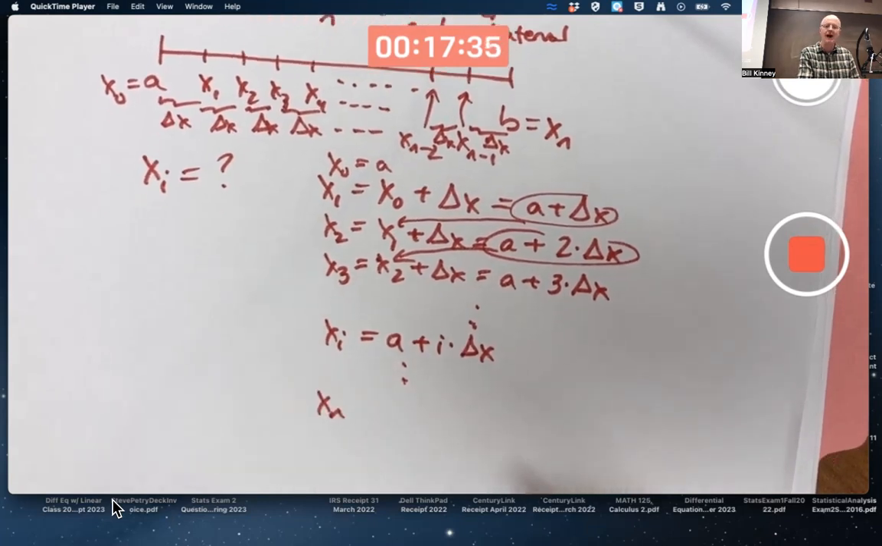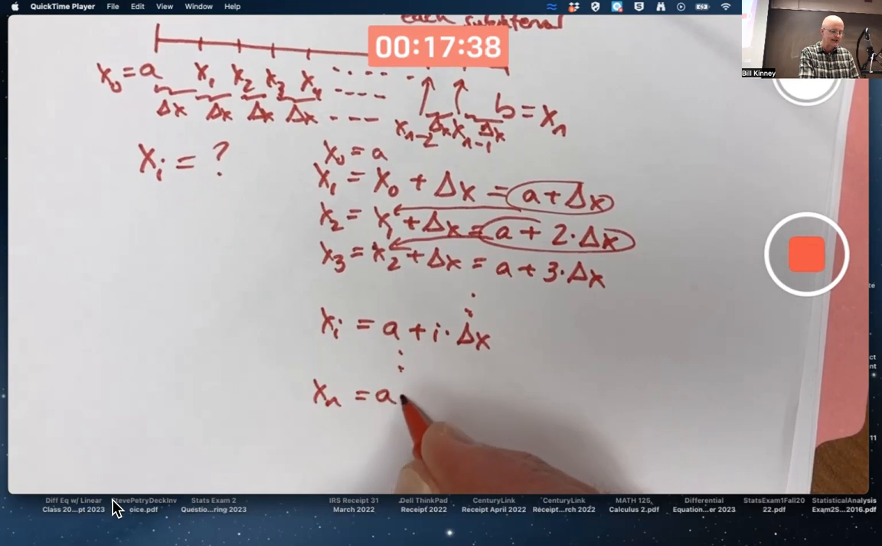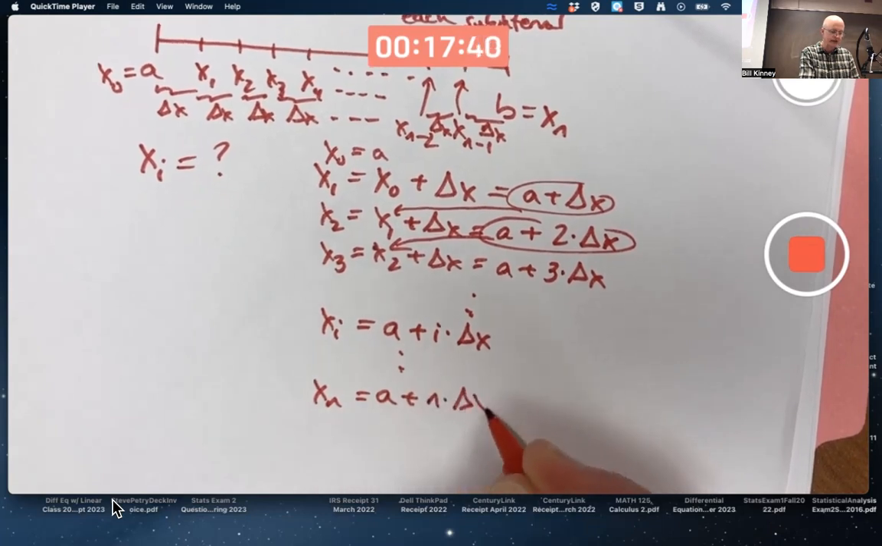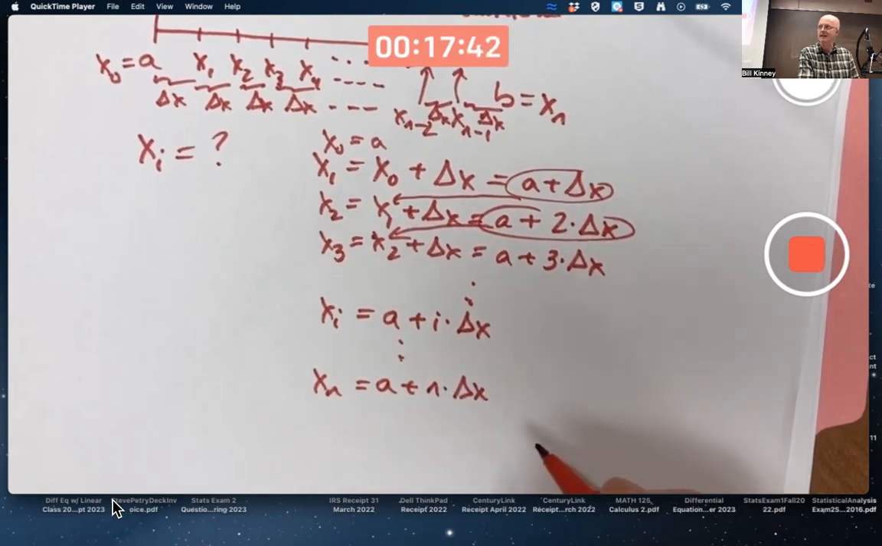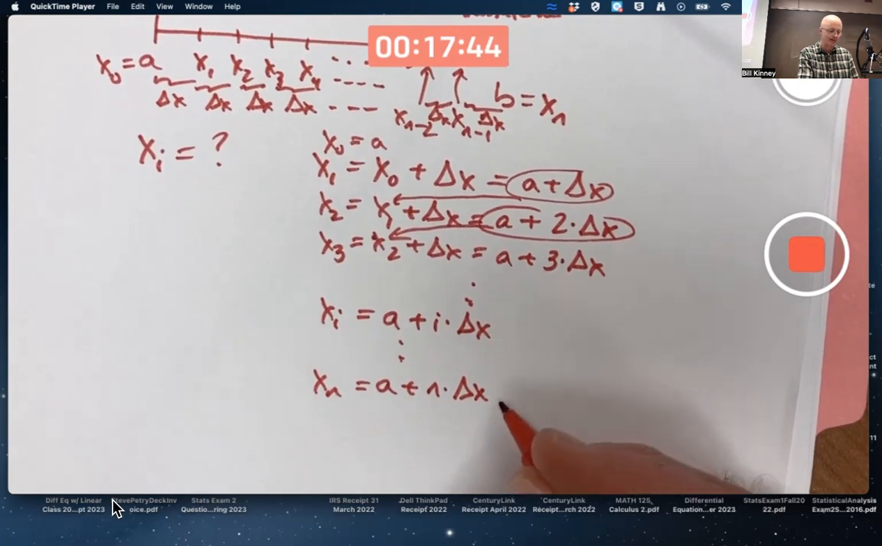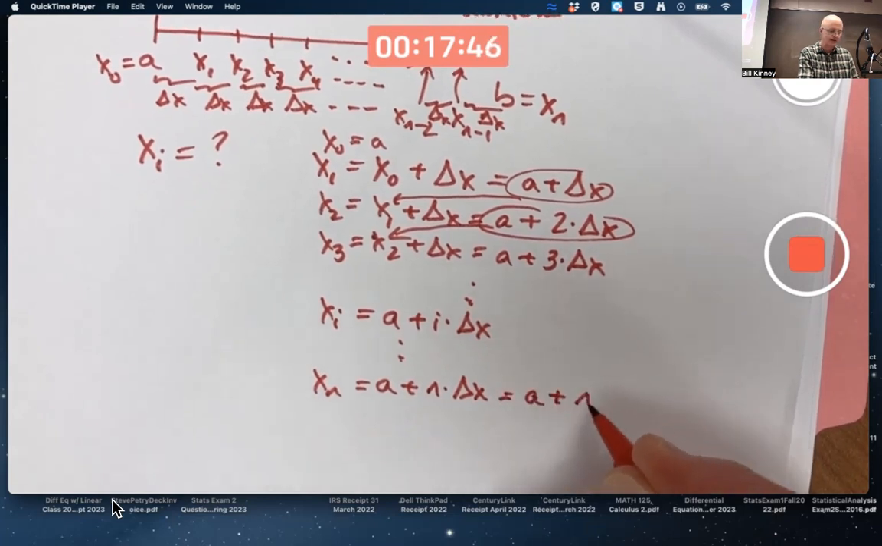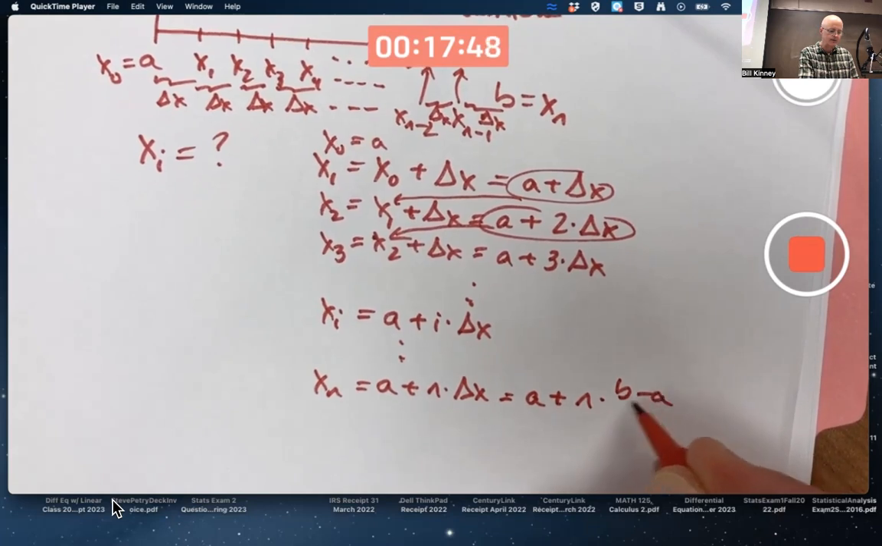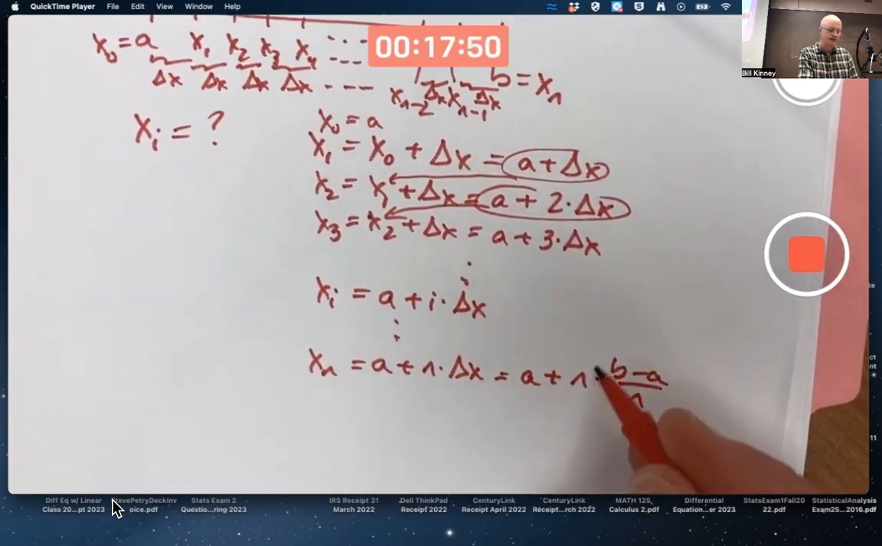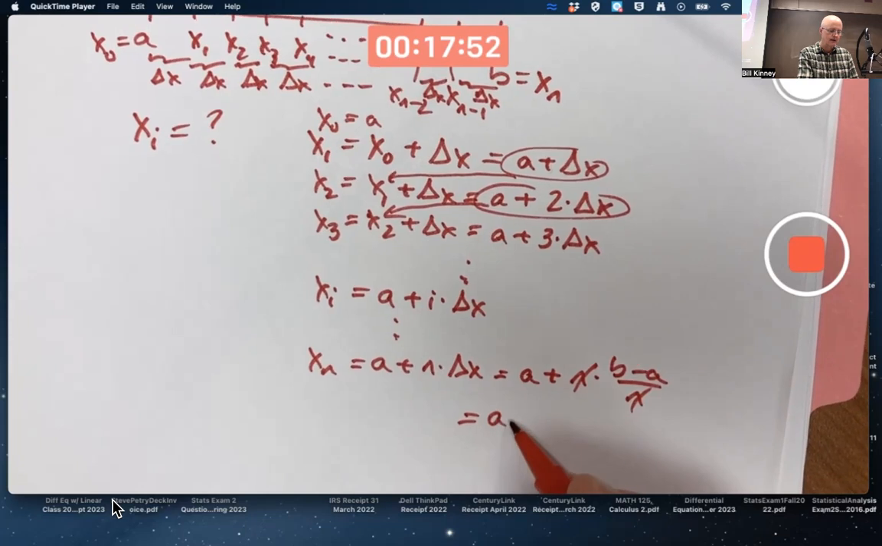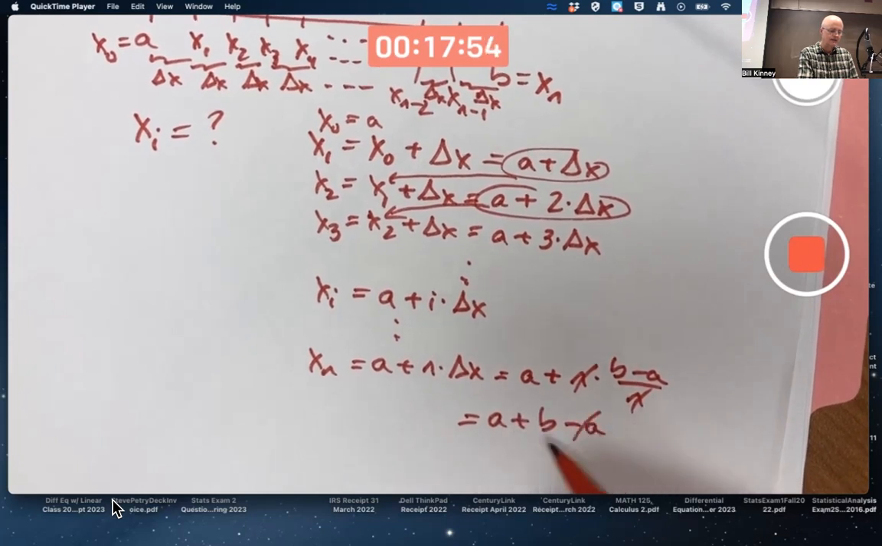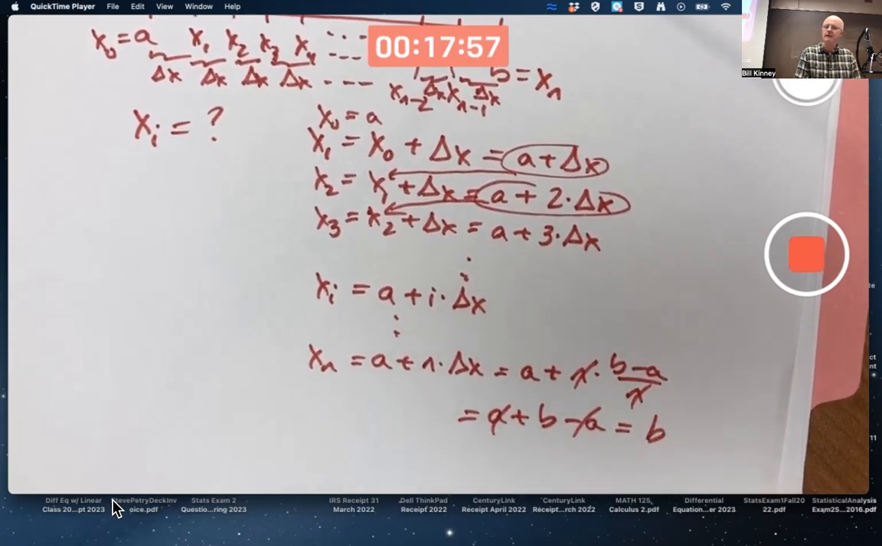Does this work when i equals n? Does this equal b? Doesn't look like it does, does it? Well, that's because you haven't replaced delta x with what it equals and simplified. The n's divide out, then the a's cancel, and it does equal b in the end.